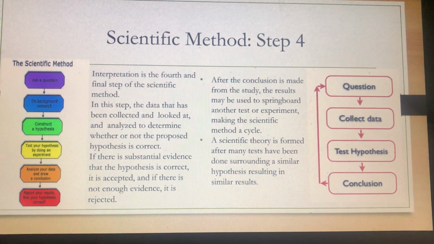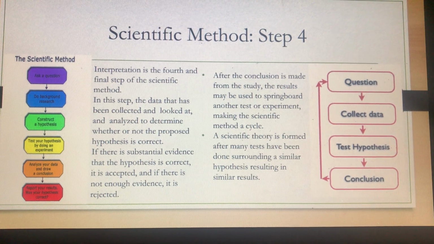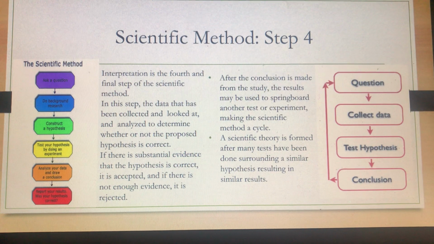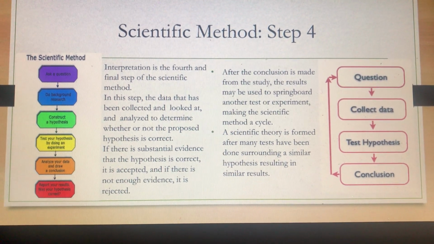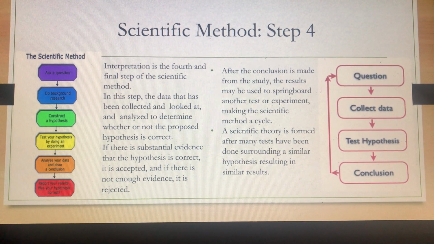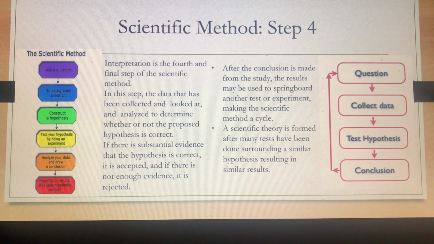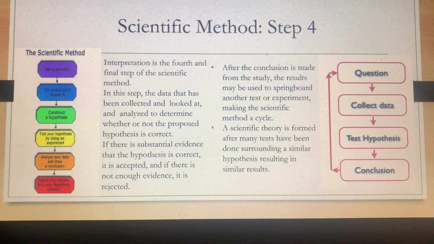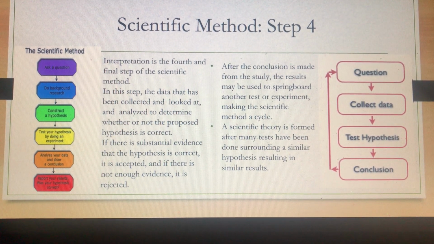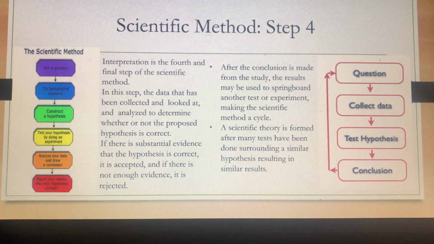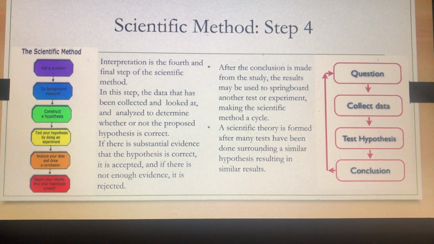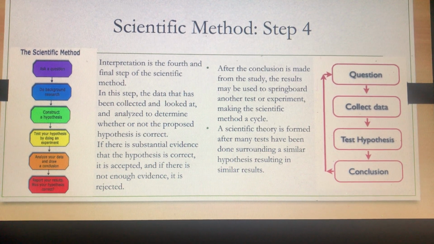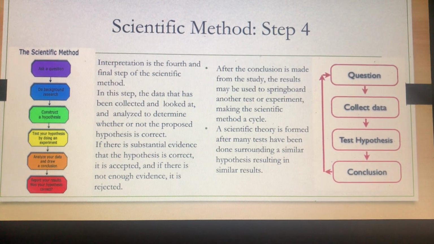Scientific method, step 4. Interpretation is the fourth and final step of the scientific method. In this step, the data that has been collected is looked at and analyzed to determine whether or not the proposed hypothesis is correct. If there is substantial evidence that the hypothesis is correct, it is accepted, and if there is not enough evidence, it's rejected.